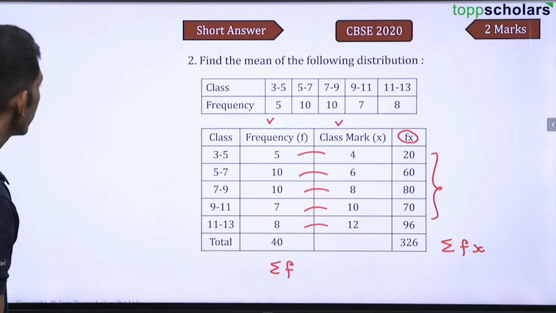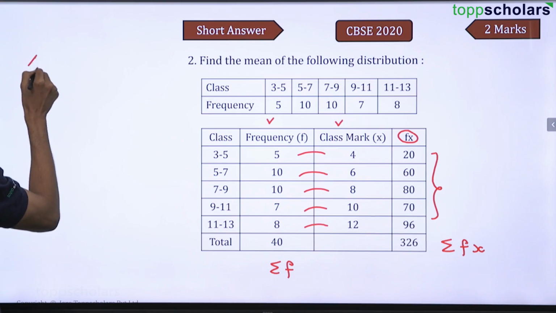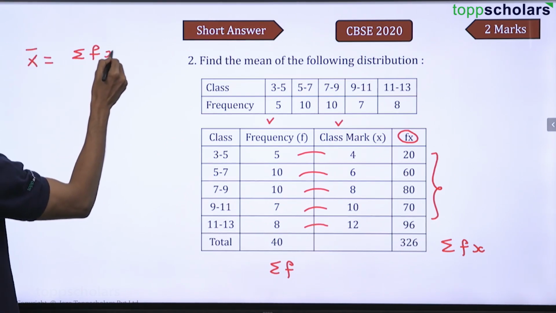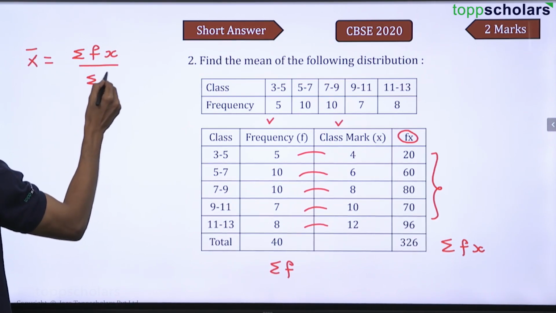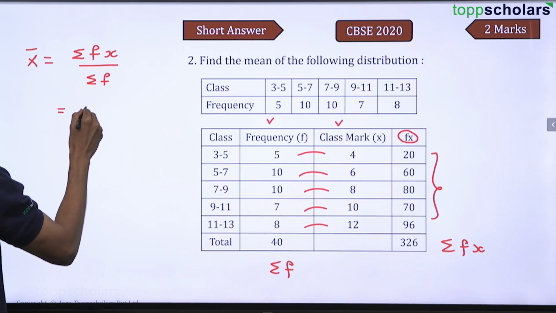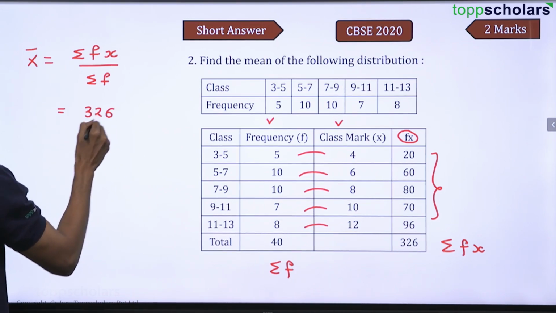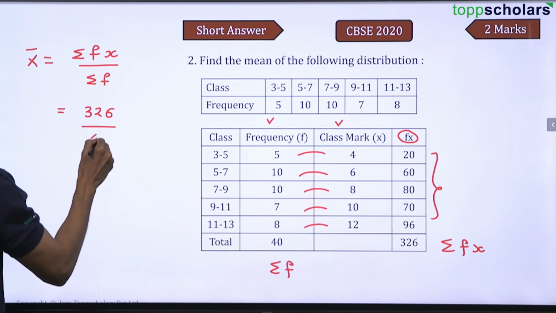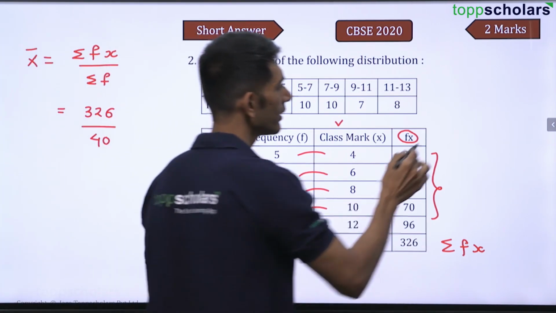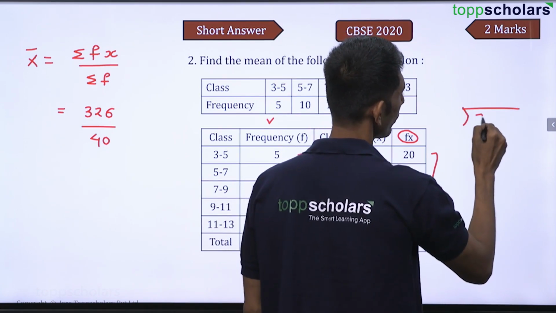So what is the mean? The mean x bar is given by summation fx by summation f. How much is summation fx? 326. How much is summation f? 40. So we need to divide 326 by 40. Let's divide 326 by 4.